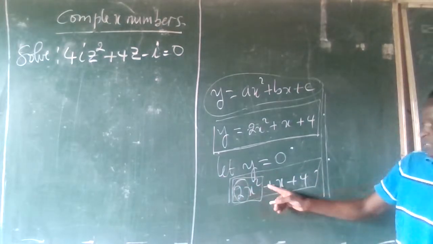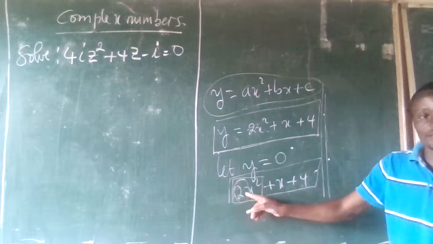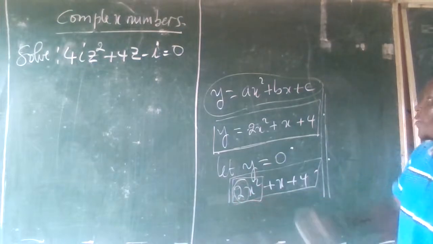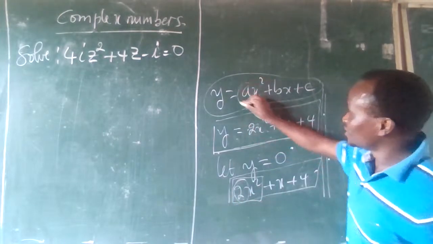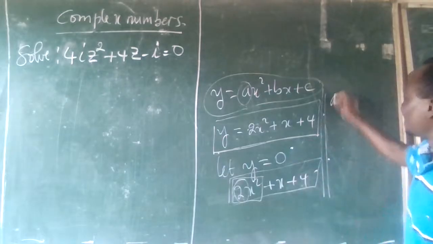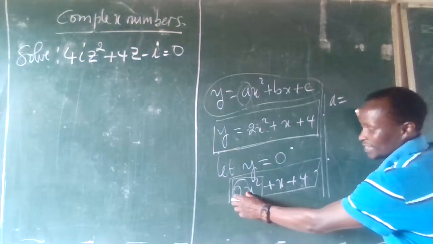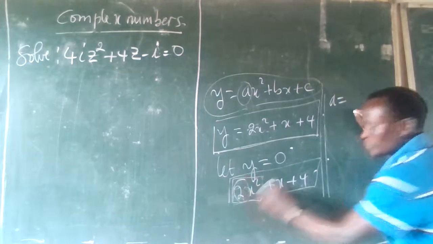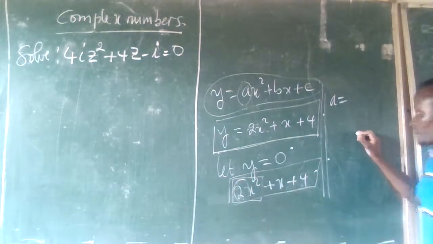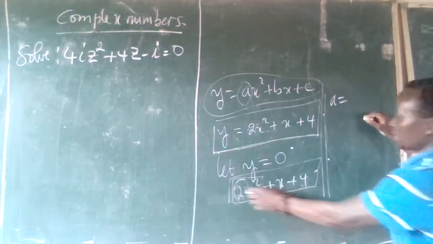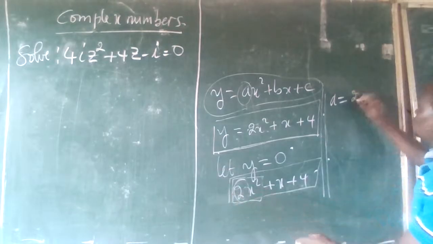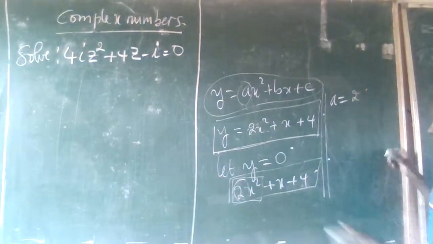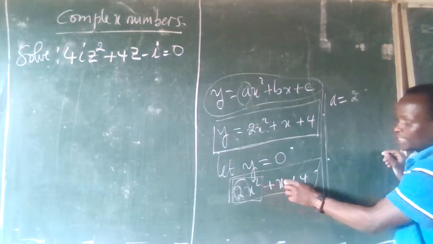On x squared, we have the coefficient, which means it is a. We say that a is equal to this number. Always, a is the coefficient of x squared. Now, a will be 2. Clear?